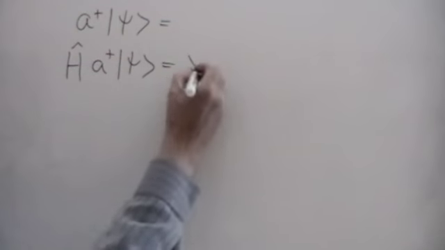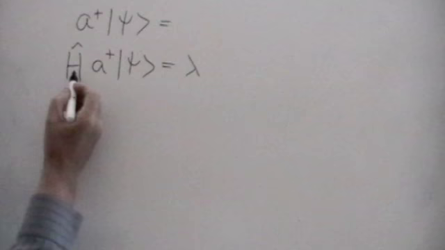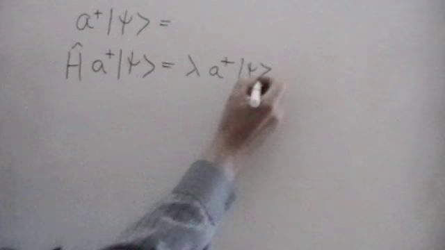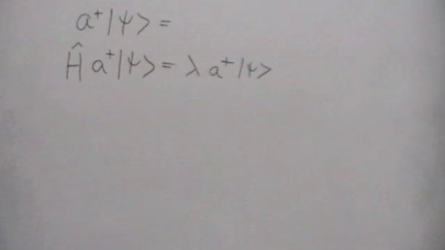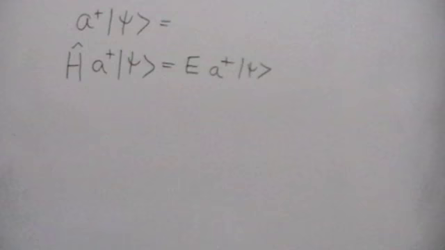Well, that is going to be equal to H acting on any eigenvector, which is going to give you an eigenvalue. So that's just going to be equal to lambda, the eigenvalue driven out by H, times A plus psi. But when H is the Hamiltonian, that eigenvalue will be the energy. So we've got the energy times this state, which is the combination of A plus and psi.